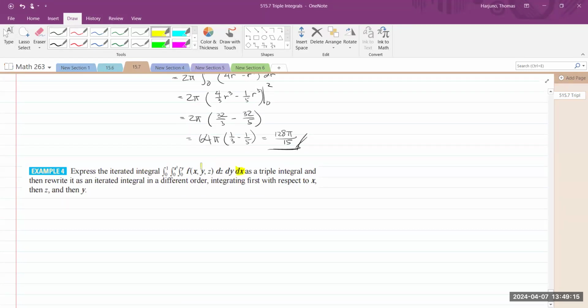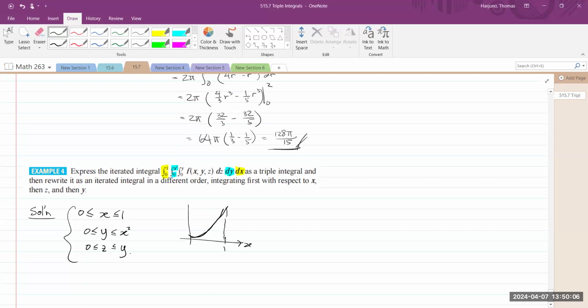Now, the dx is from 0 to 1. Then the middle integral, y is from 0 to x squared. And then the innermost integral, z is from 0 to y. Can you imagine what it looks like? Let's do the outer integral first. x is from 0 to 1, and y is from 0 to x squared, right? Part of that parabola.